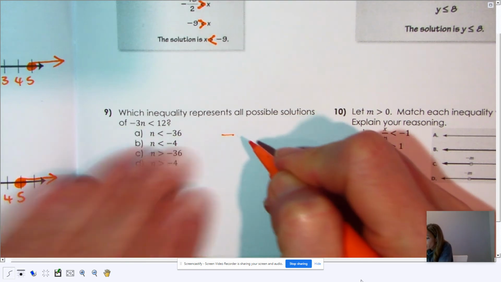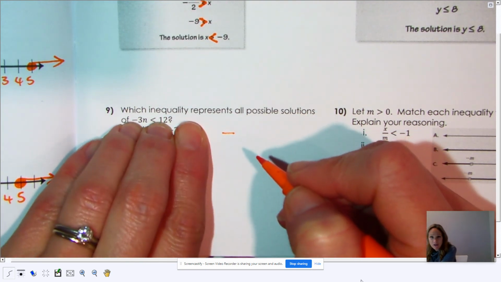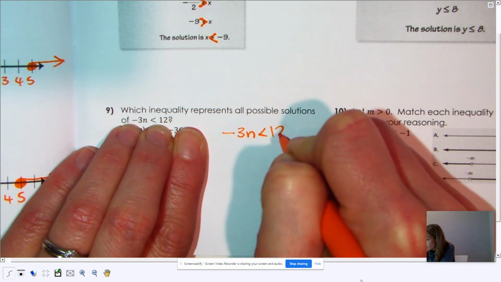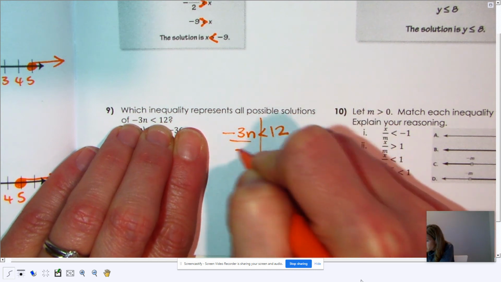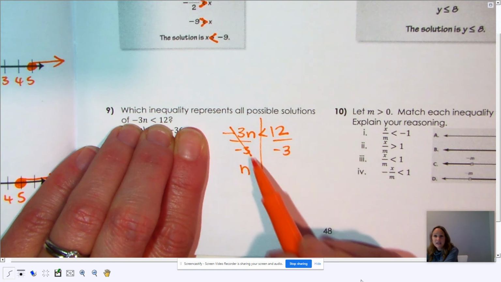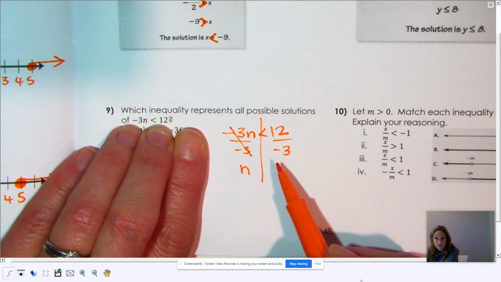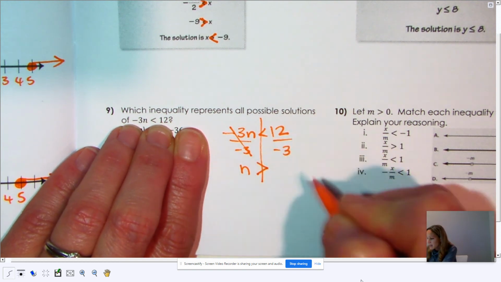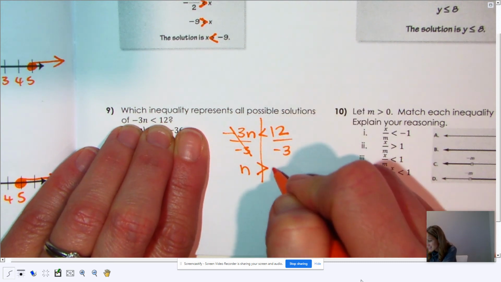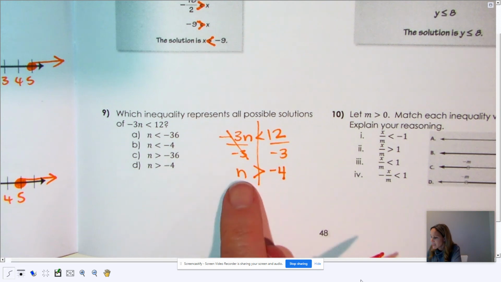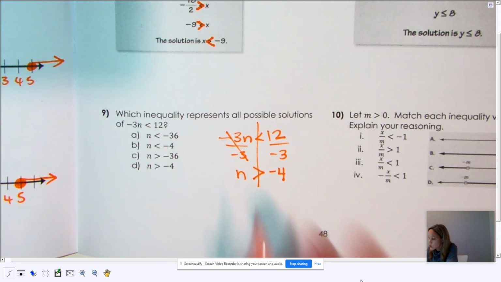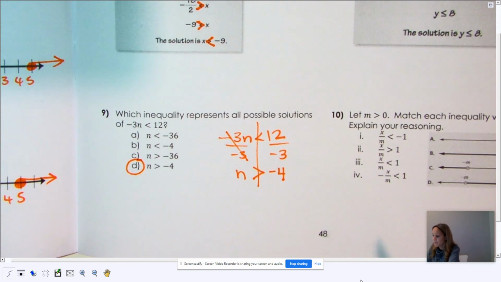Okay, question number 9 says, which inequality represents all possible solutions of this one? Well, I'm going to write it, and before I even look at the choices, I'm going to solve this problem. So -3n is less than 12. So I'm going to divide by -3 on both sides, and I have n. Remember, anytime we multiply or divide by a negative, we flip the sign, and 12 divided by 3 is 4. A positive divided by a negative is a negative. Okay, so I have n is greater than -4. So now I'm going to look for that choice, and it is this one right here.